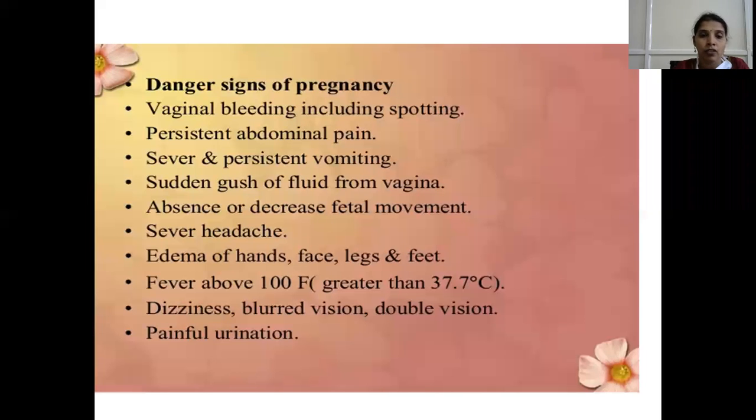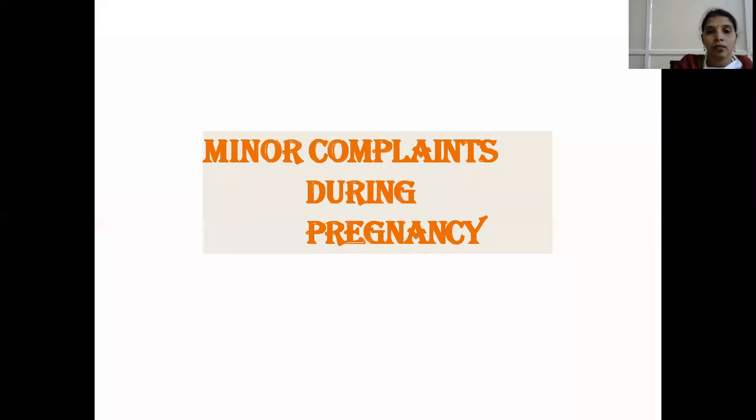Severe headache, edema of face, feet, legs, that means we need to rule out preeclampsia, pregnancy-induced hypertension. Fever, a maternal fever, causes fetal distress, and in high-grade fever there is a chance of sudden fetal death. So that is also one of the dangerous signs. Dizziness, blurred vision, double vision, these are signs of pregnancy-induced hypertension. Painful urination, any UTI should be treated in pregnancy. So those are the major things. Dangerous signs are the major things.